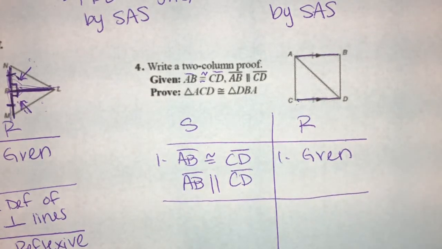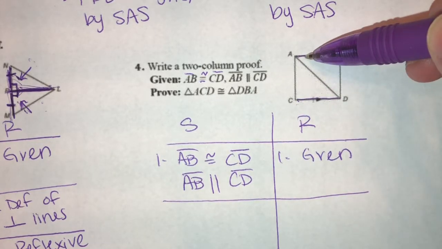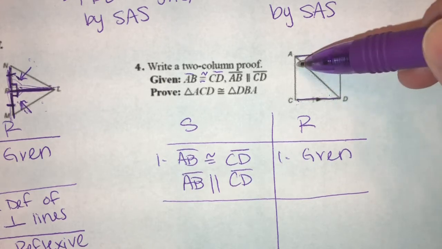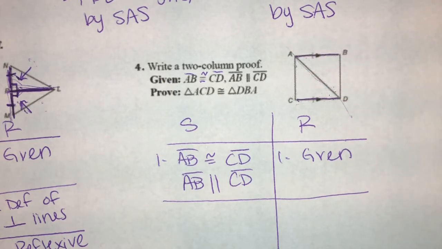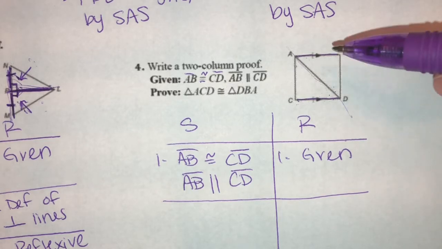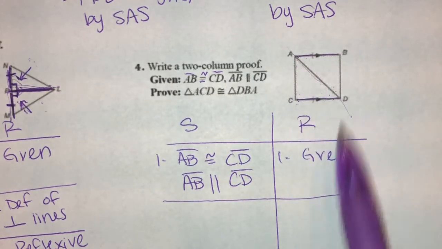So how is that going to help me? Well, if AB is parallel to CD, then I know that the angles here are alternate interior angles, because here's my transversal. And I can say that they're congruent, right? So I have to prove the two triangles are congruent using side, angle, side. I've already said that this side is congruent to this side.